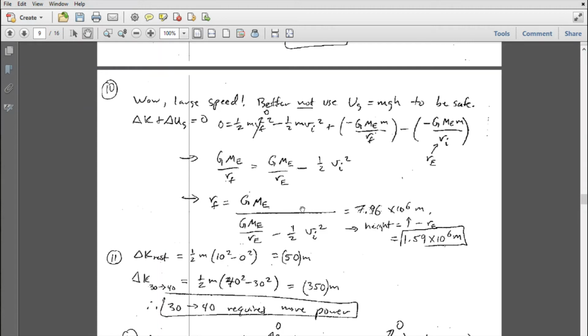And you get kind of a mess, but you can plug it into your calculator, and it looks like we get a radius of 7.96 times 10 to the 6 meters, and therefore we have to, from that, subtract off the radius of the Earth to get the height it goes above the launch point. And that gives 1.59 times 10 to the 6th meters.